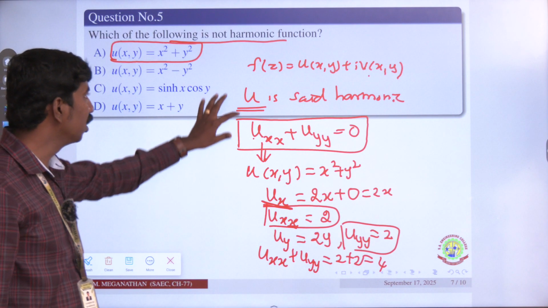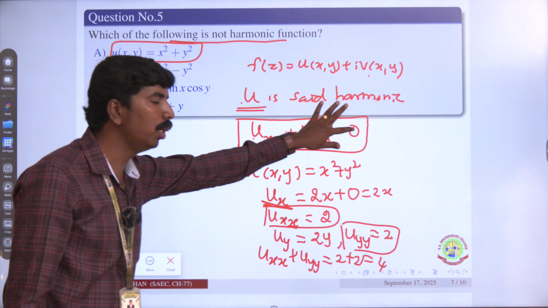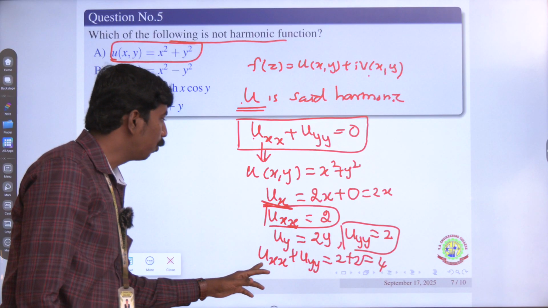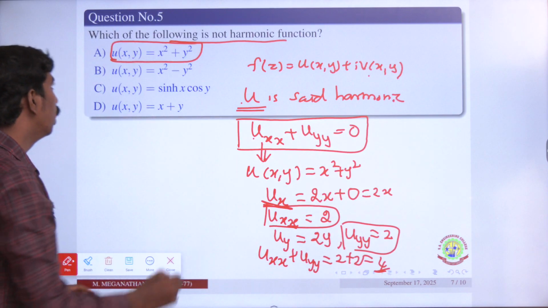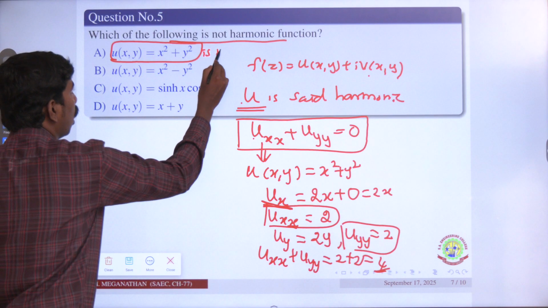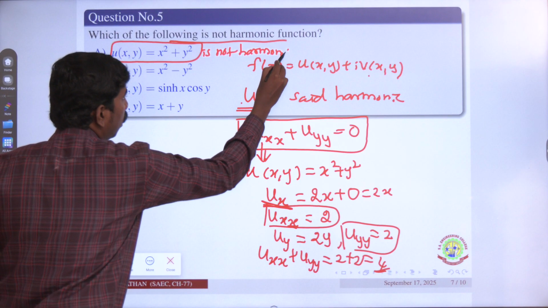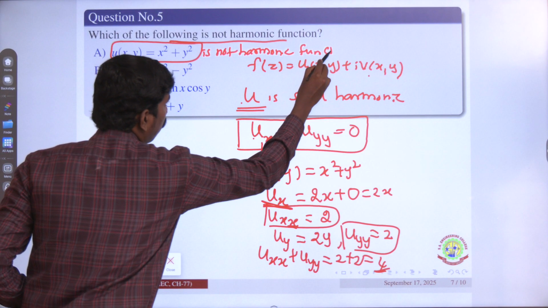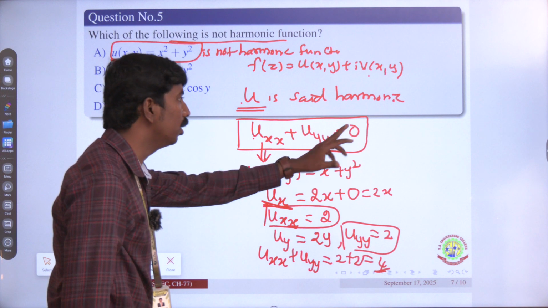But what is the definition? U is harmonic means uxx plus uyy equal to 0. Therefore when I add I get the answer as 4. Therefore I conclude this function u is not harmonic. This function u is not harmonic function. The reason is when I add I get the answer as 4, not 0.